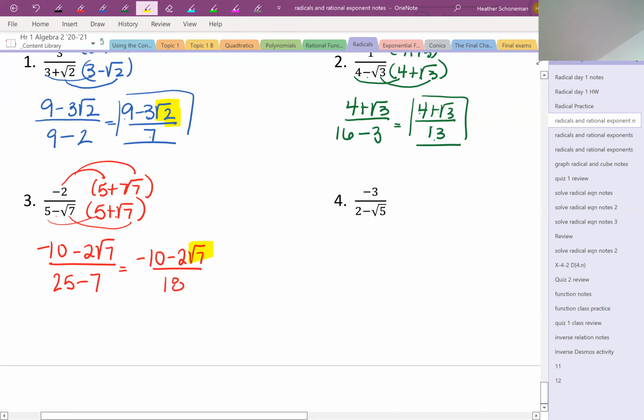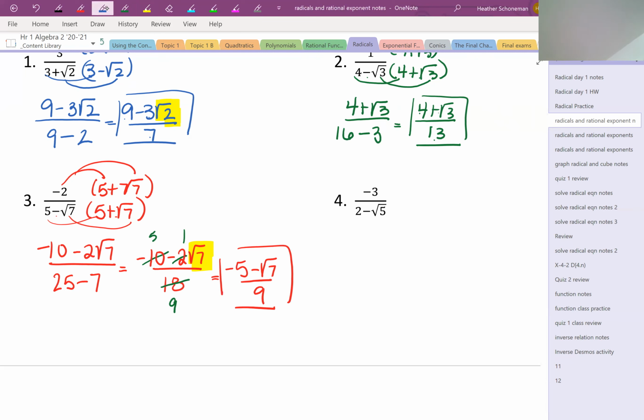So we're going to ignore the radical for a second. Is there a number that goes into all three, 10, 2, and 18? And the answer is yes. It's divisible by 2. So this is going to be a 5, this is going to be a 1, and this is going to be a 9. So when I write my final answer, I have negative 5 minus the square root of 7 over 9.